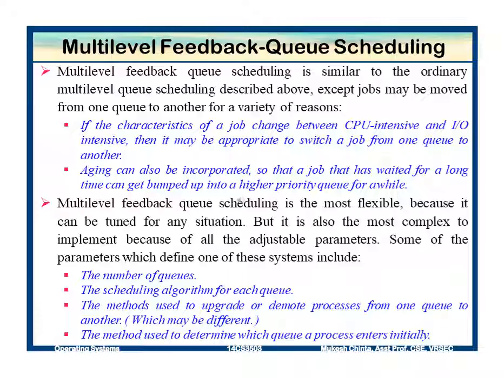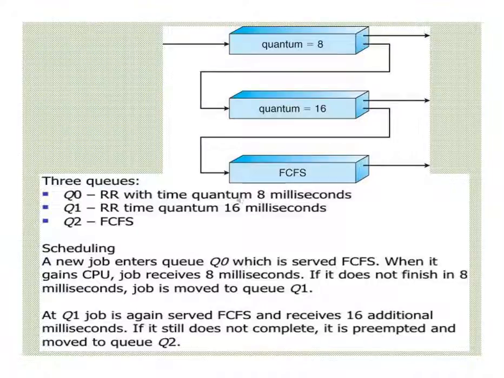Multi-level feedback queue scheduling is the most flexible because it can be tuned for any situation. But it is also the most complex to implement because of all the possible parameters. Some of the parameters which define one of these systems include the number of queues. Here, for instance, the foreground and background queues are there.